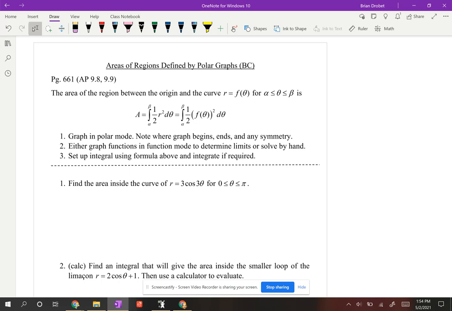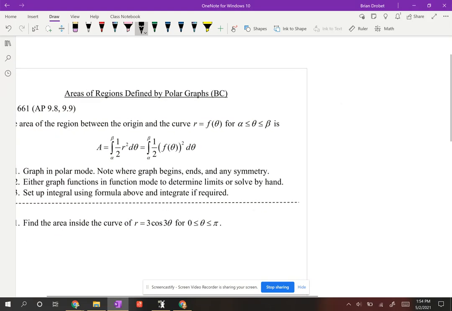Now, in AP Calc BC, we do not get into second derivatives of polar graphs. We do not get into lengths of polar graphs. But what we do get into is areas of polar graphs. So let's talk about what it means.